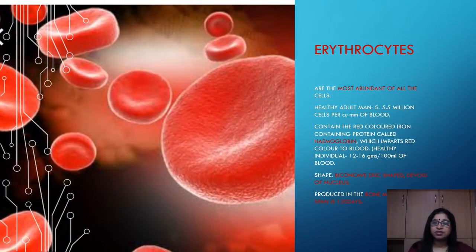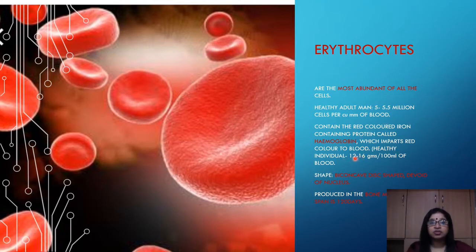Now let us talk about the erythrocytes. The erythrocytes, if you can see in the figure, are the most abundant of all the cells. A healthy adult man has around 5 to 5.5 million cells per cubic millimeter of blood. The red color of blood is because of a red colored iron containing protein called hemoglobin, which imparts a red color. So this hemoglobin pigment is present inside the red blood cells, hence the color red to the cells as well as to the blood.